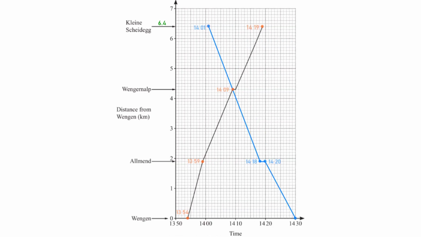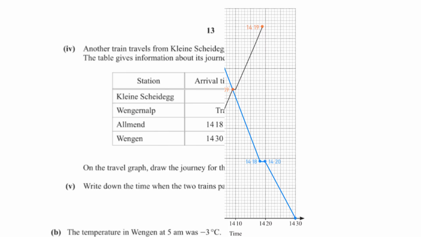So on the grid, we mark the departure time from Kleiner Scheidegg, which is 14:01. From Kleiner Scheidegg, the train arrives at Almond at 14:18. Then it leaves Almond at 14:20 and arrives at Wengen at 14:30. After marking these points, we draw straight lines connecting the points.